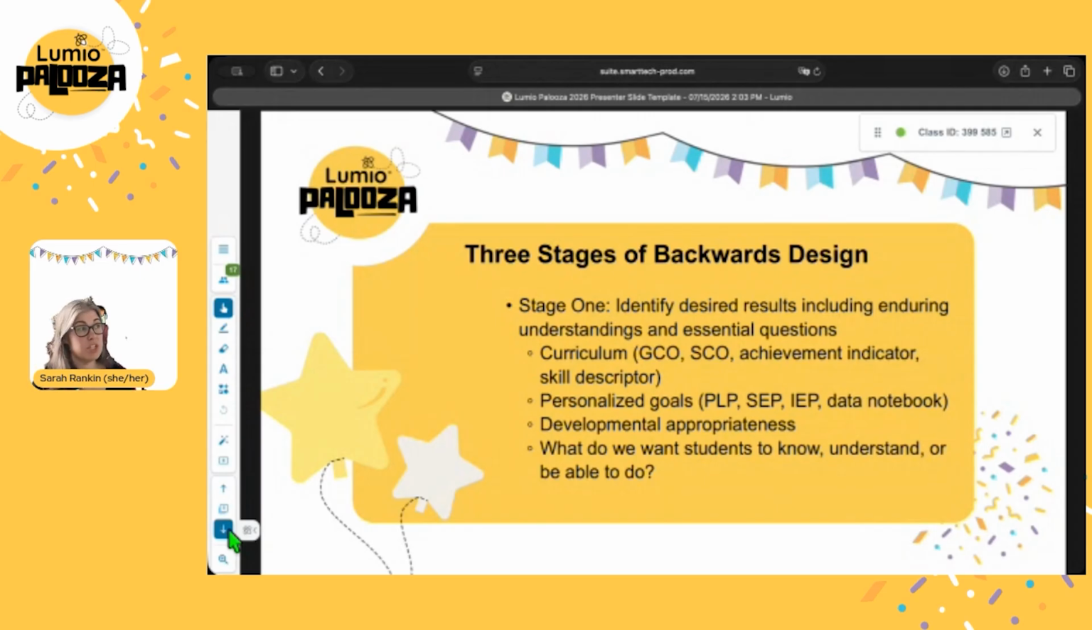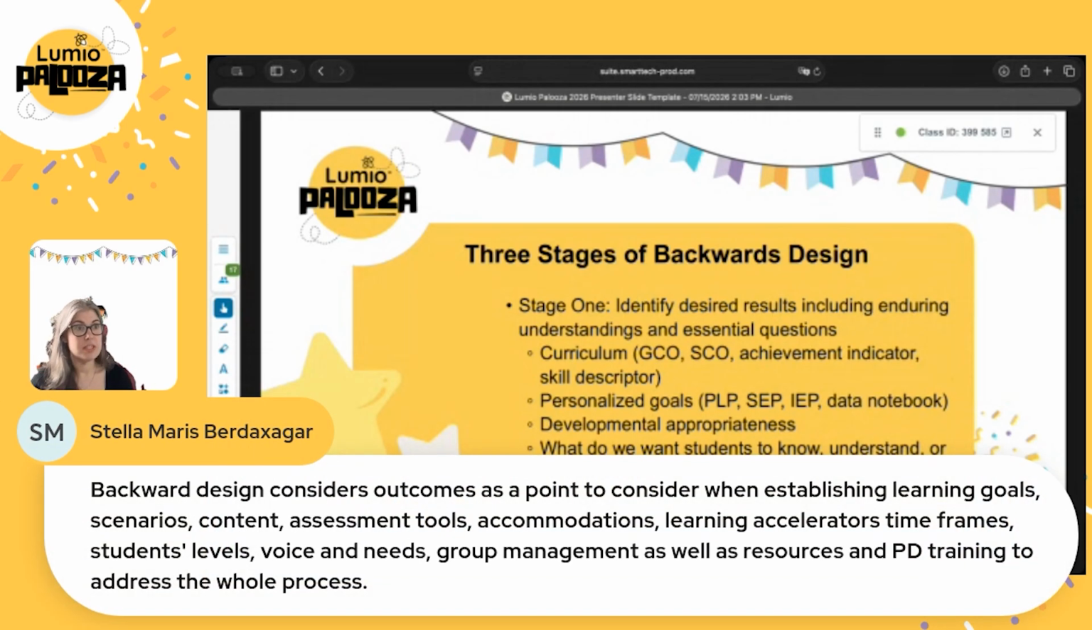And the key question to ask yourself when you're going through this first stage of backwards design is, what do you want the kid to know? What do you want the student to understand? And what is it that you want them to be able to do? What is the skill?